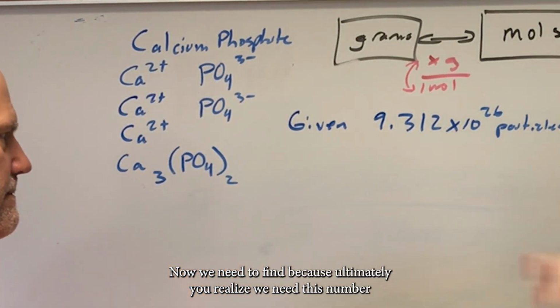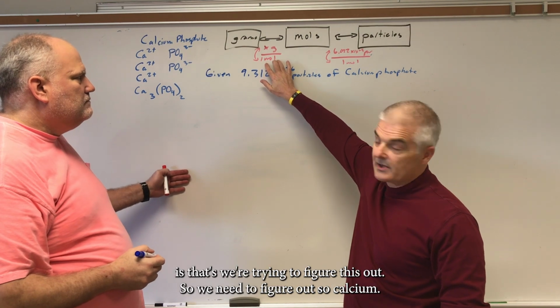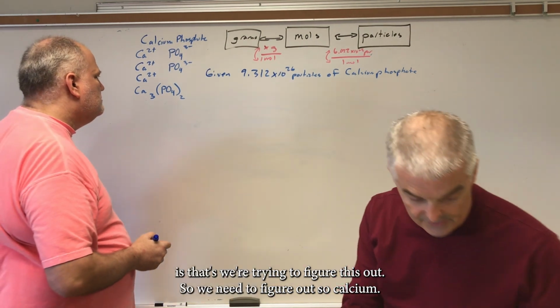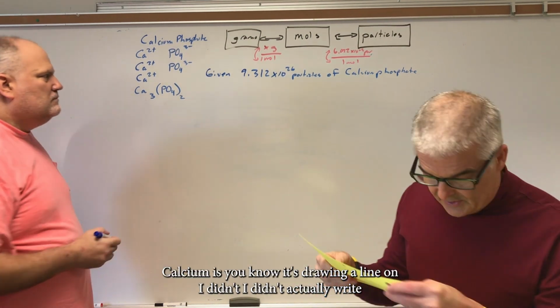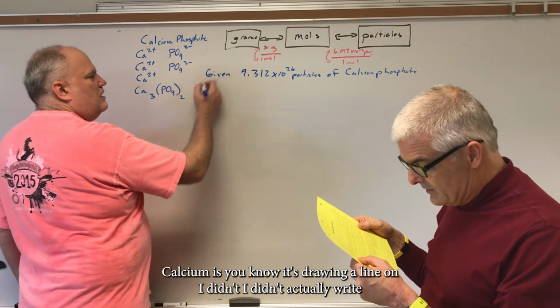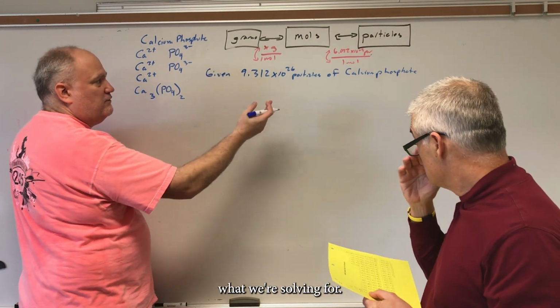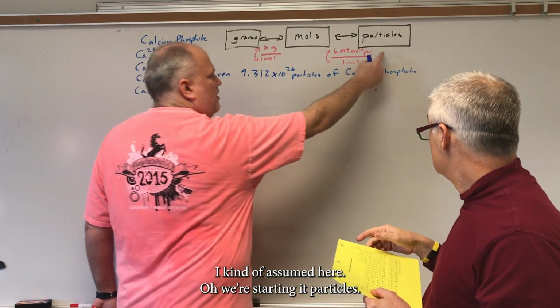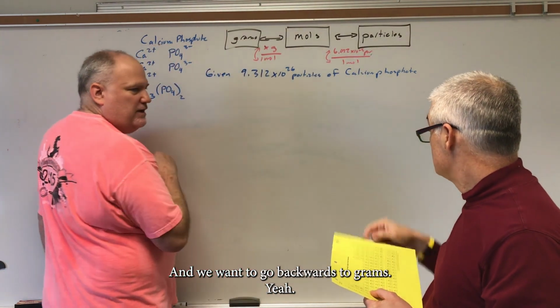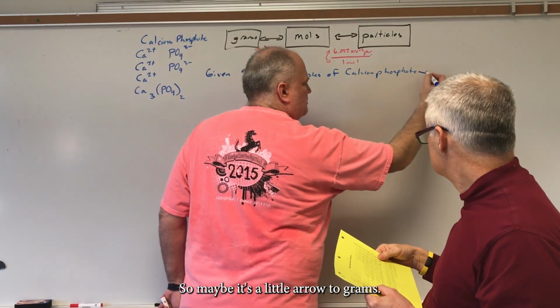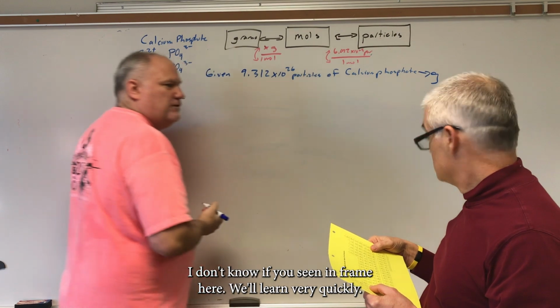Now we need to find this number, because that's what we're trying to figure out. So let me look up calcium on the periodic table. Calcium is, you can just draw a line underneath it. By the way, I didn't actually write what we were solving for. I kind of assumed, we're starting at particles and we want to go backwards to grams. So I'm going to put a little arrow to grams. I don't know if it can be seen in frame here.